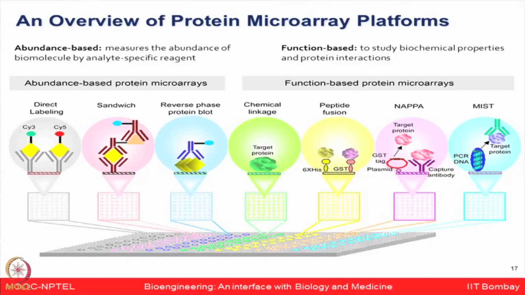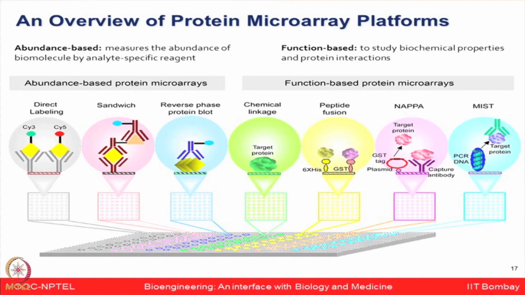So, briefly I have shown you a glimpse of an overview of protein microarray platforms so far, which could be broadly classified into abundance based as well as function based microarrays. In the abundance based microarray, we talked about the antibodies which could be linked with different types of antibody based platforms like direct labeling, sandwich immunoassays, and reverse phase protein arrays. In the function based arrays, we talked about purified protein or peptide arrays, or the NAPPA arrays or the MIST approach. All of these are various possibilities for doing protein microarray based platforms.